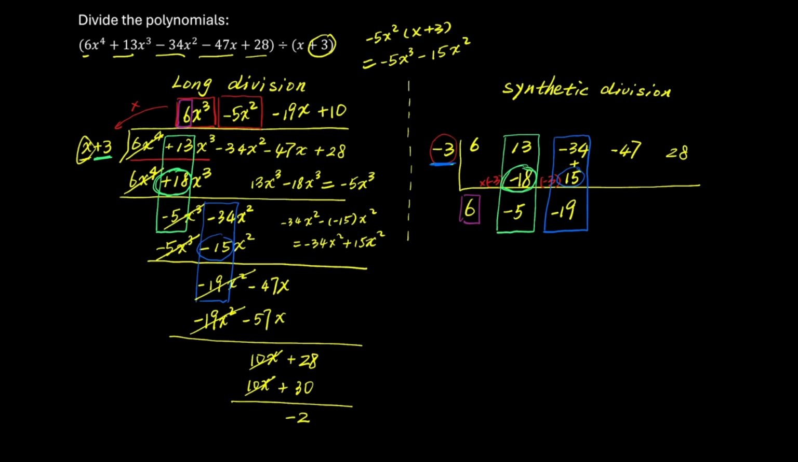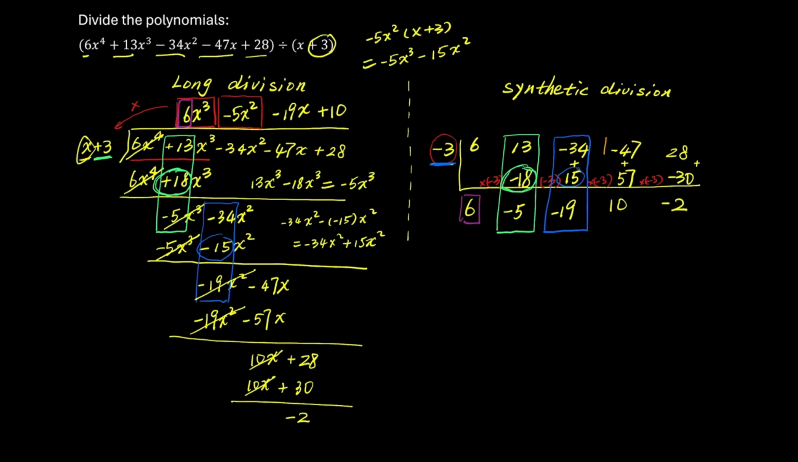Okay, now let's also complete the synthetic division. And we continue our process. We multiply this negative 19 by negative 3. We have positive 57. And negative 47 plus 57 is positive 10. And 10 times negative 3 is negative 30. And 28 plus negative 30 is negative 2.